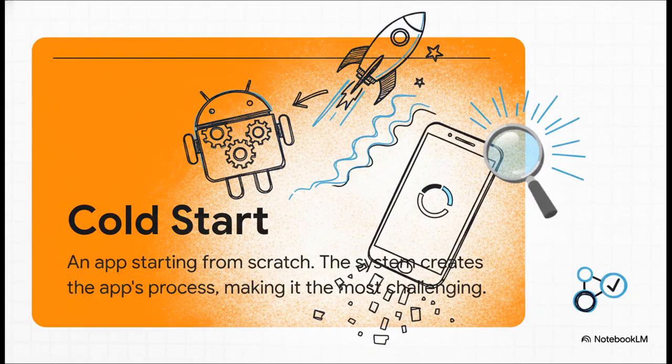So our investigation is going to focus on what's called the cold start. This is when your app launches from a complete dead start. Nothing's in memory, it's starting from scratch. Now, it's definitely the toughest case to solve, but the good news is, when you optimize for a cold start, you automatically improve the performance of warm and hot starts too.